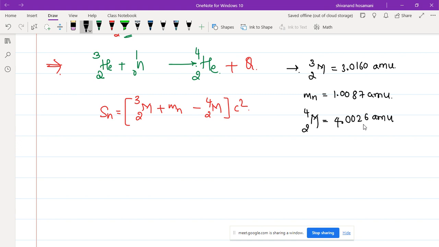Then if you calculate this, let's see, Sn is equal to the mass of the helium atom with mass number 3, that is going to be 3.0160 AMU.